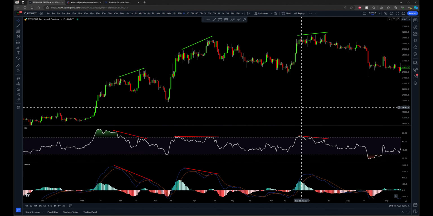Now, that's the basics covered. So let's talk about the actual important stuff, context. This is what's going to make or break you when it comes to using divergence correctly to make actual trading decisions. So let's get into it.